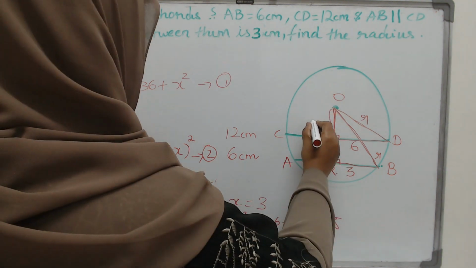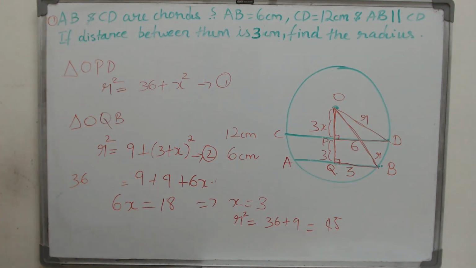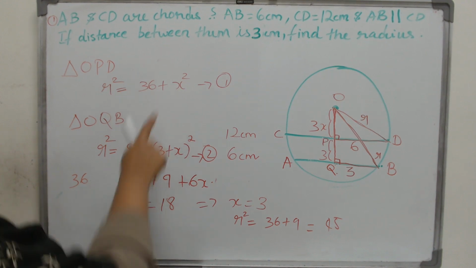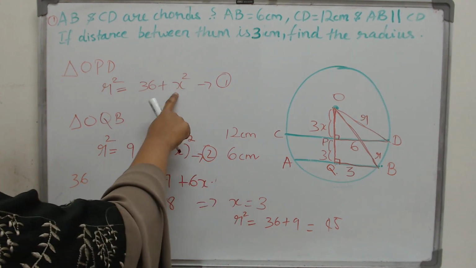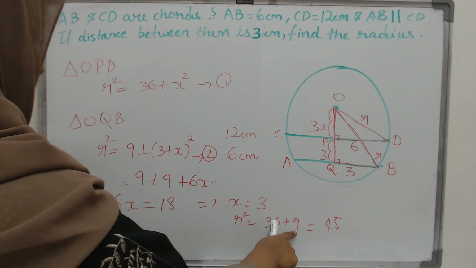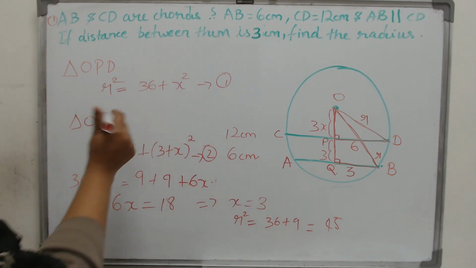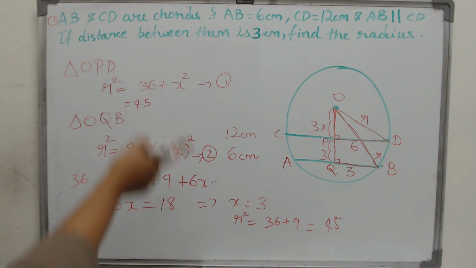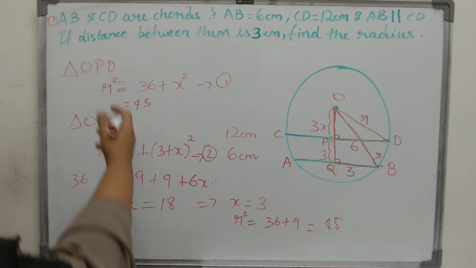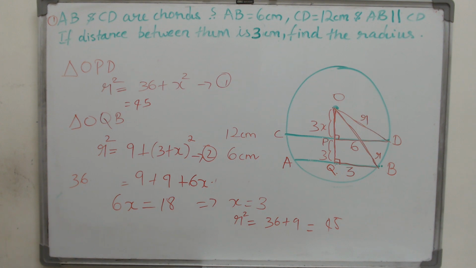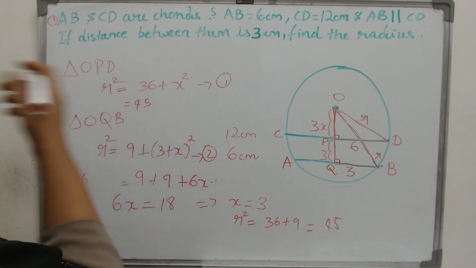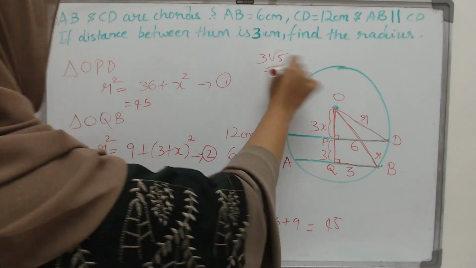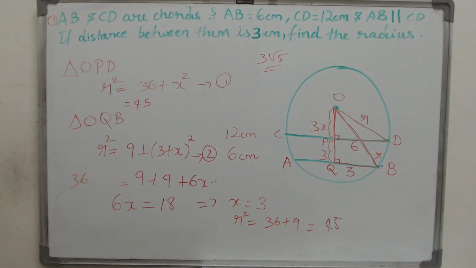This much is 3, but that is not what you want. You want the radius. So substitute that value here. If x is 3, this value will be 9. So 36 plus 9 is 45, but you have r square is 45, not r. R square is 45. So r will be square root of 45. 45 is what? It is 9 into 5, right? So that its square root will be this. This will be your answer. This will be your radius.